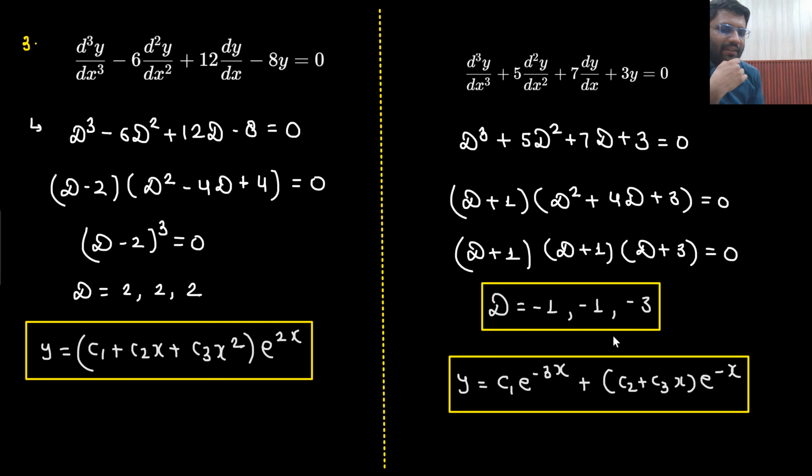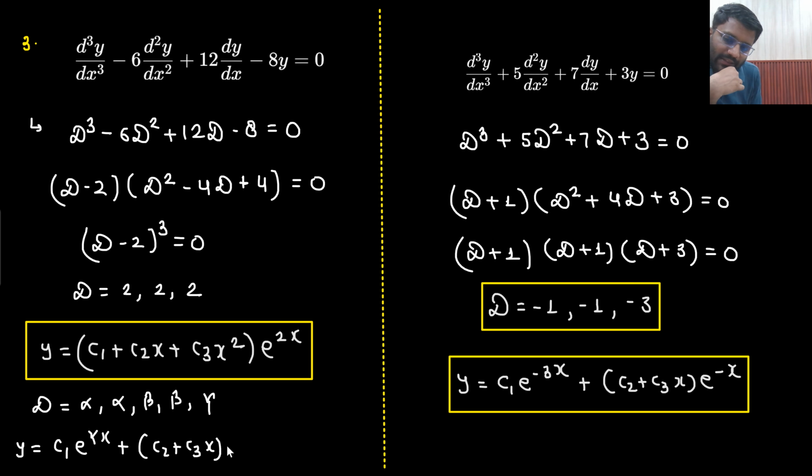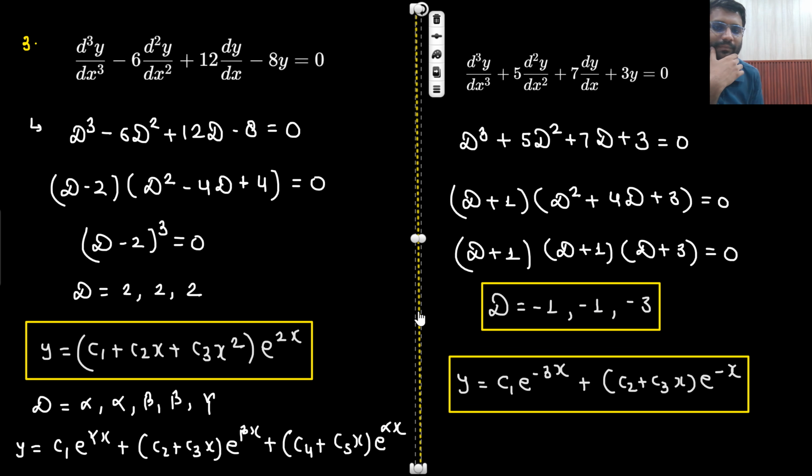Okay. Two are repeated, one is not repeated. Basically, the scenario is that, let's just say, sir, alpha, comma, beta, comma, gamma. This is the scenario. So what will be the answer? Sir, gamma will say that I am coming alone, C1 e to the power gamma x. Beta will say that, sir, I am coming two times. So for me you will write down C2 plus C3x e to the power beta x. Now what will alpha say? Sir, alpha will say that I am also coming two times. So for me you will write down C4 plus C5x e to the power alpha x. There you go. This will be the scenario. Say yes or no.